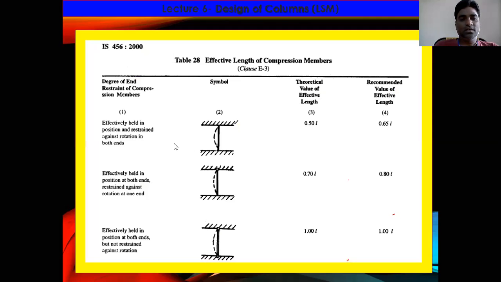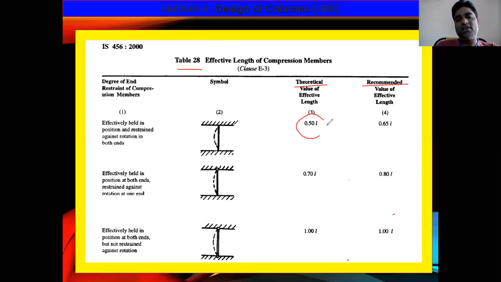Right? So this is a table which is given in IS 456-2000, table number 28. If you observe, there are two types of values here for the effective length of the compression member: the theoretical value of effective length and the recommended value of effective length. What is the difference between these two? Let me give a glance.